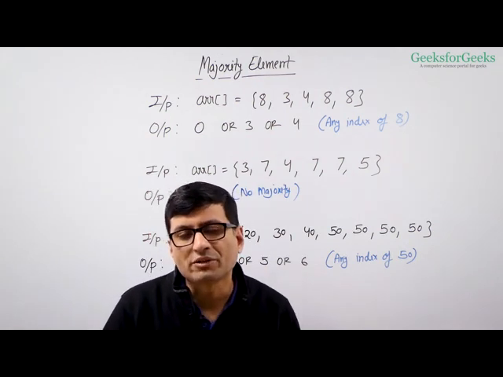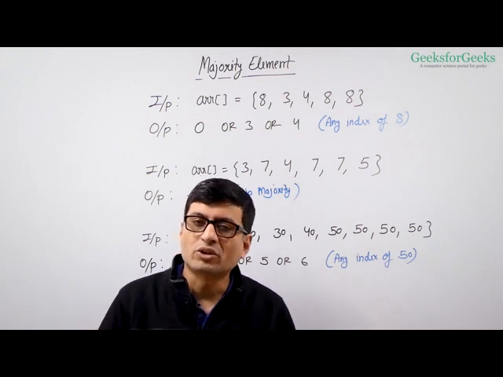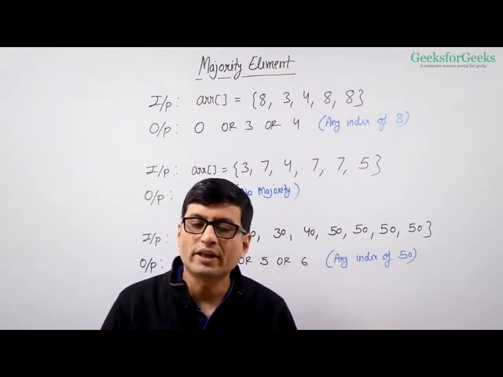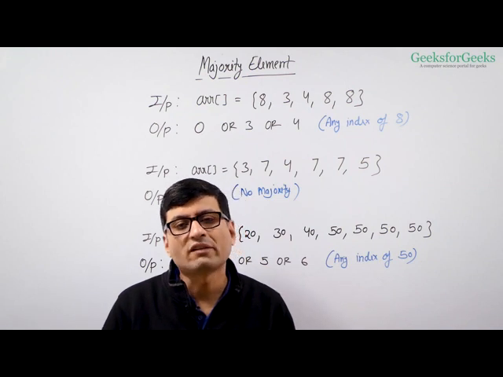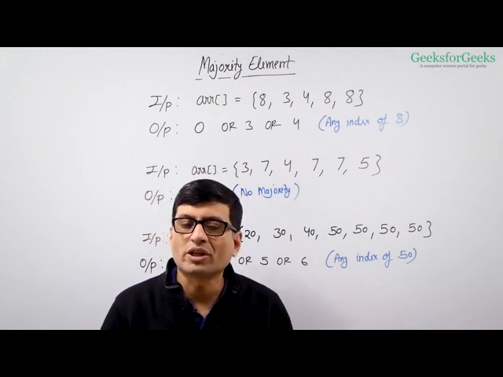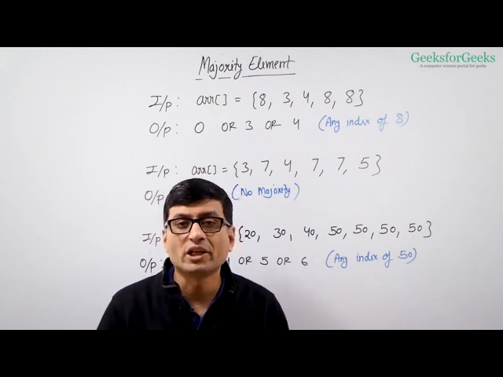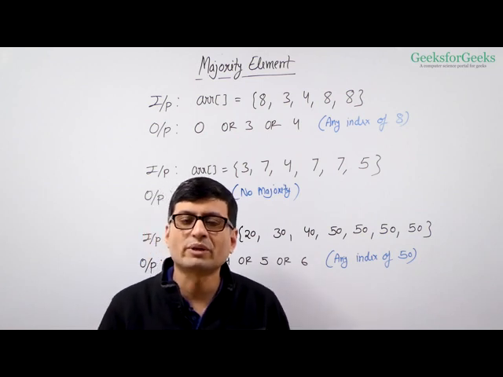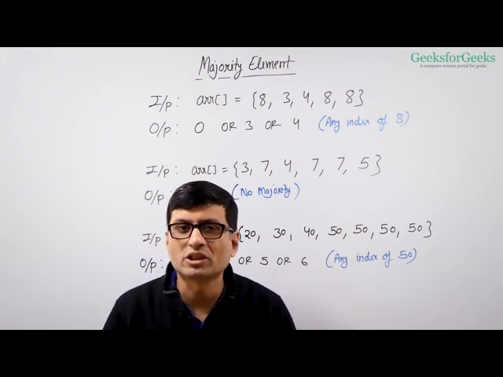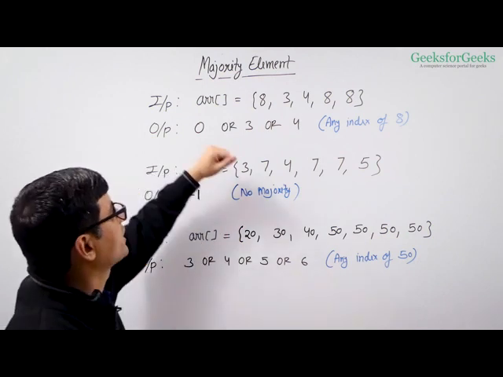So if you have an array of size 5, then the majority element should appear at least 3 times. And if you have an array of size 6, then the majority element should appear at least 4 times. Because 6 by 2 is 3 and it should be more than 3 times. Let's see now these examples.